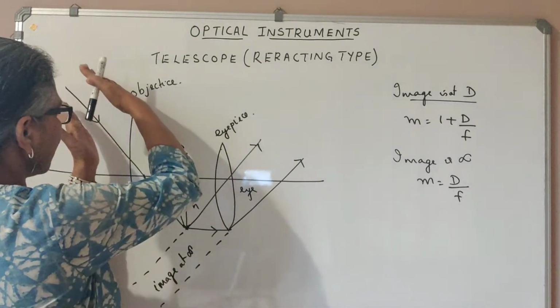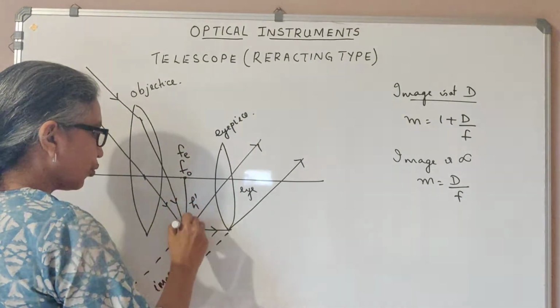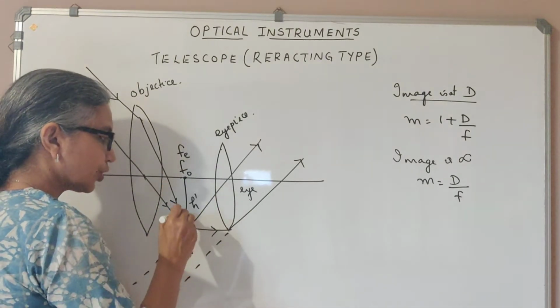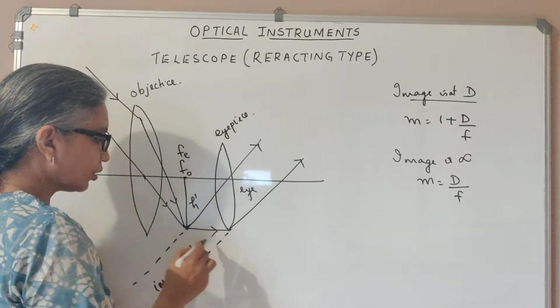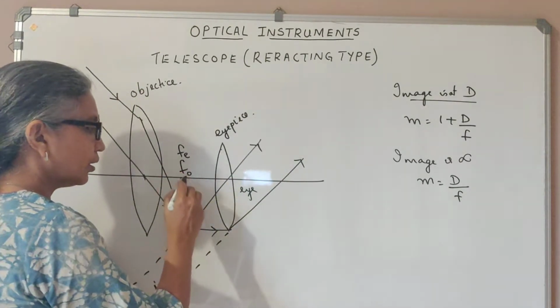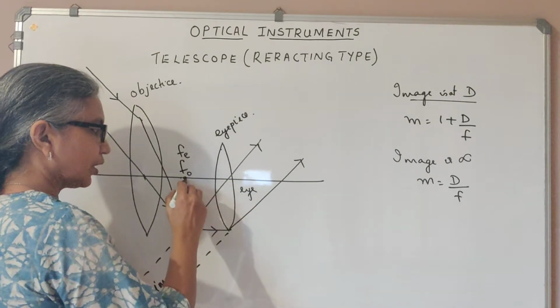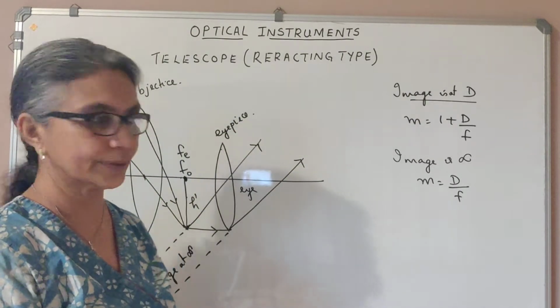Because we have taken parallel rays from the distant star, they meet at the focus of the objective, and this first image is going to be the object for the eyepiece. If you want the final image at infinity, this object of the eyepiece must be at the focus of the eyepiece. That's why we have this point, both the focus of the objective and the eyepiece.